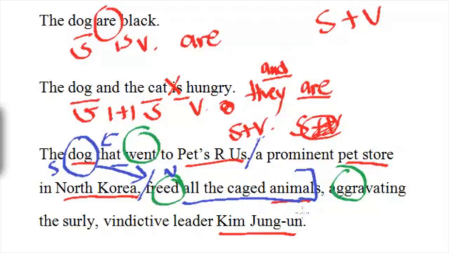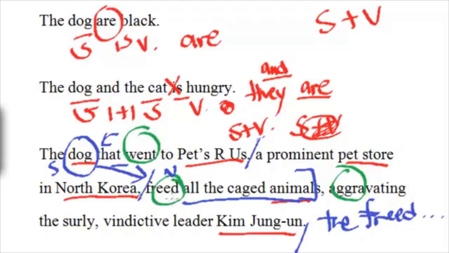Kim Jong-un. You could check if this is a modifier or not by reversing it. So you could say something like, "Aggravating the surly, vindictive Kim Jong-un, the dog freed," right? Freed the animals, right? You could kind of check. This is just simply modifying what this dog did in this whole sentence, right?